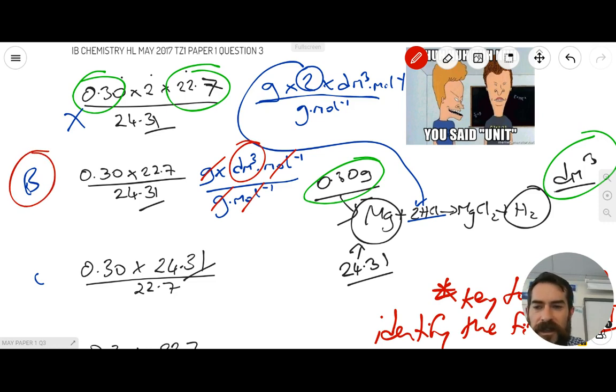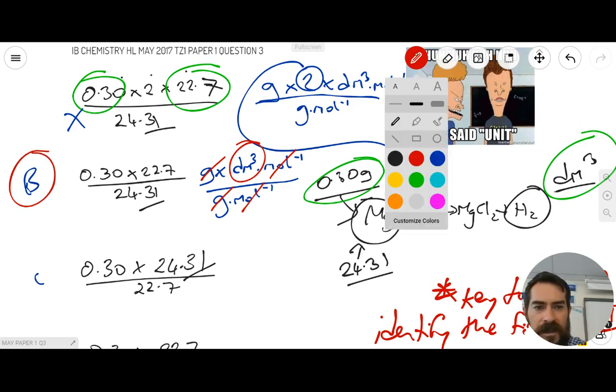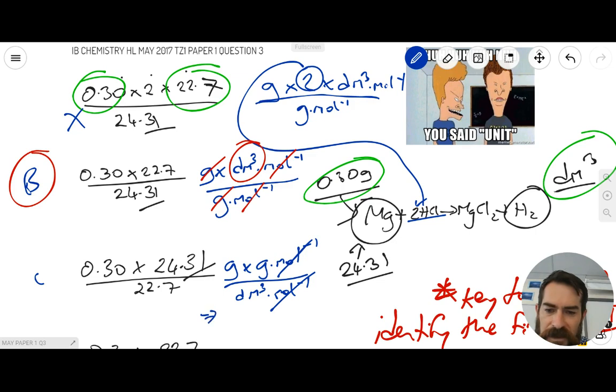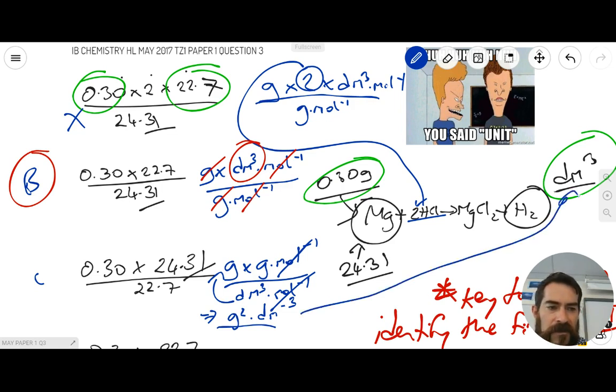Just to show you why it isn't answer C, when you look at answer C, again with this approach of attributing units to the numbers, the 0.30 would give you units of grams again, but this time we have grams per mole on the top, and we have our decimeters cubed per mole on the bottom. Now our moles will cancel, but the final units in this case would be grams squared times decimeters cubed to the -3. When you bring this back up to the top, it becomes dm to the -3. Now this is not the target unit of volume for the hydrogen gas. So that's why the answer for this question is B.